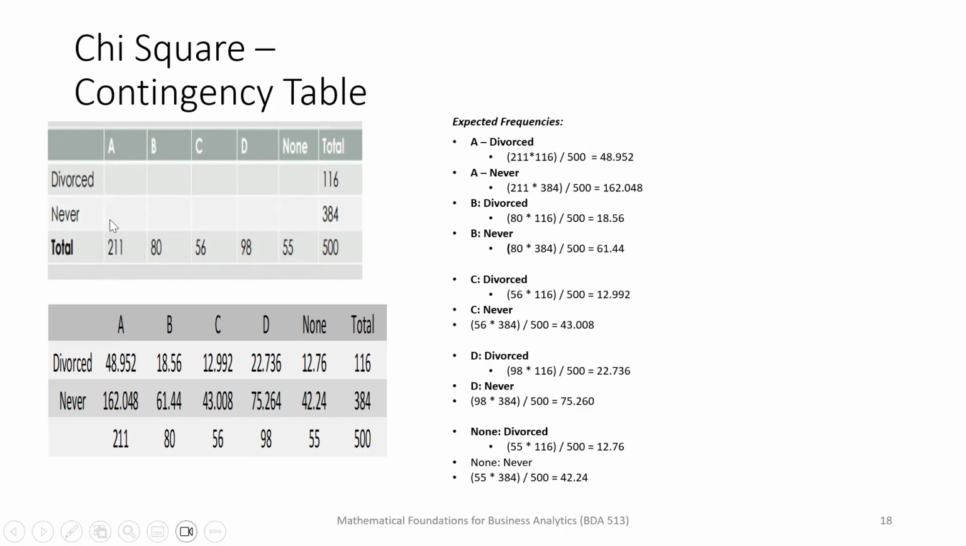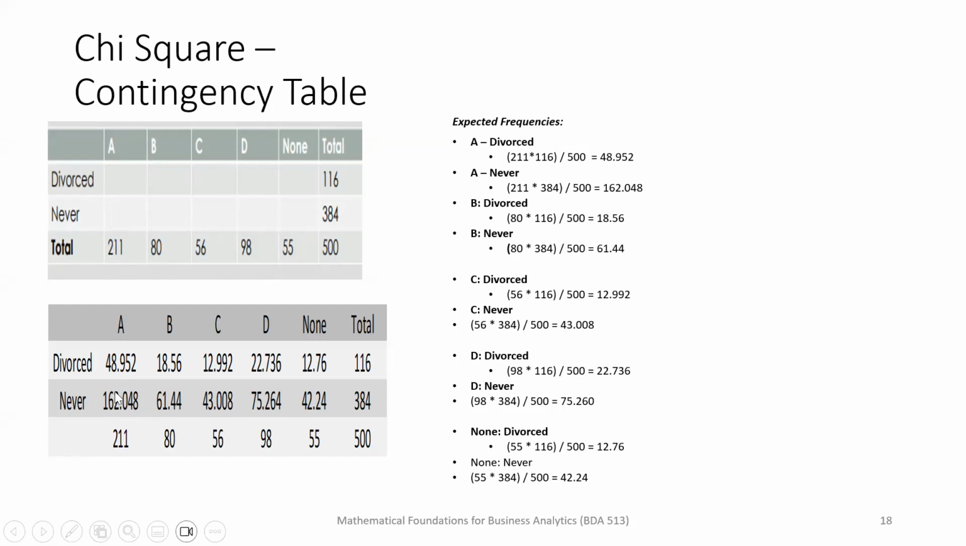For the next row, the total for the row is now 384, and the total for the column remains the same. So for never divorced under category A, it is 211 times 384 divided by the total, which gives us 162.078. Have you seen it here? Now let's move to category B. Are you okay with how we derived the expected frequencies for category A?